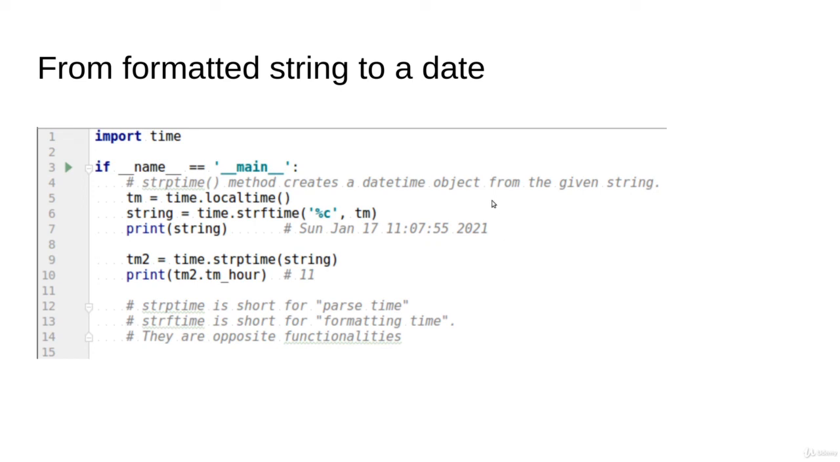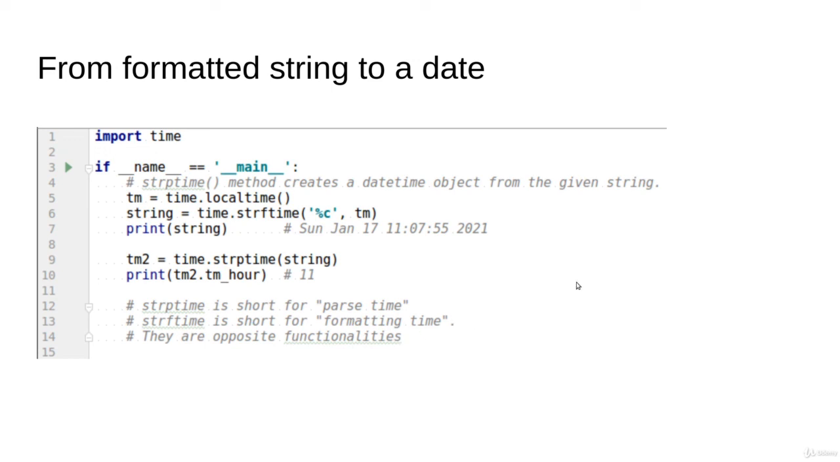The other one is the opposite of that. What if I have a formatted string and I would like to get it back to a date? So let's do that. Here I created a time object and then converted it to a string, which is now this string. Now let's do the reverse. You can use strptime to take a string and convert it back to an object.